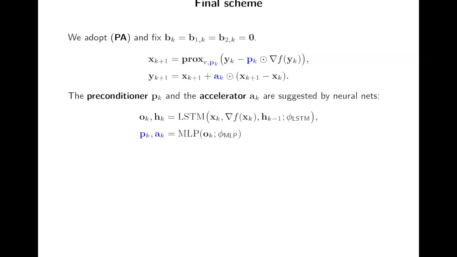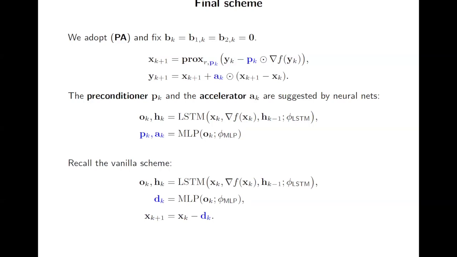P and A are suggested by neural networks, and we do not create any new machine learning models. In the first paper, we follow their machine learning model to do fair comparison. Those are neural network structures, LSTM and MLP. So you just use the data to feed into the neural network to get the algorithm.